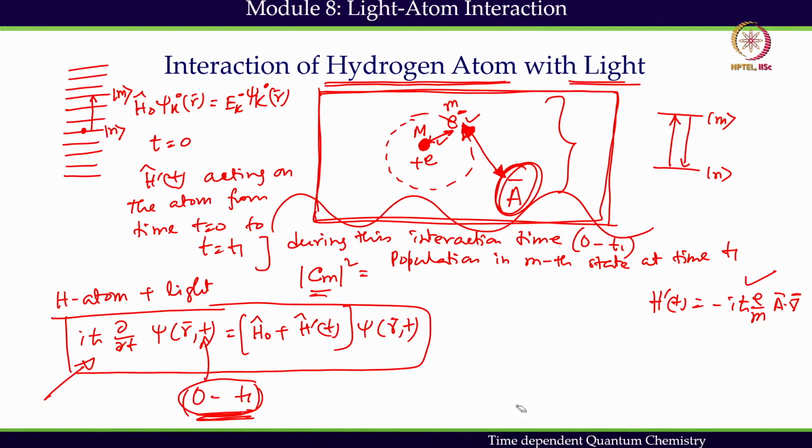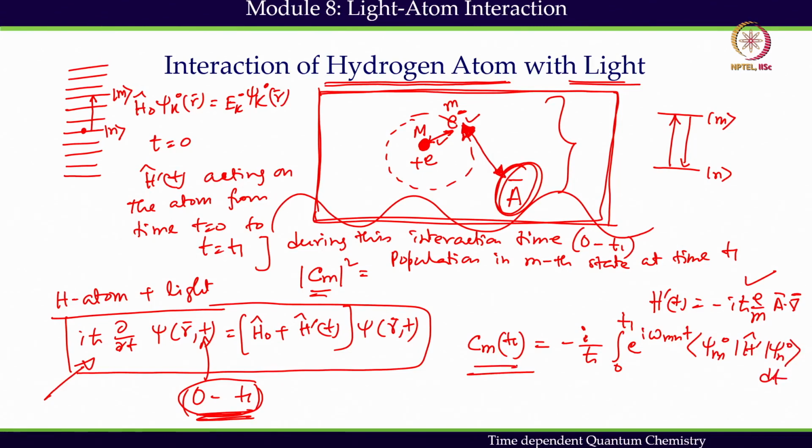the time dependent first order perturbation theory. In terms of time dependent perturbation theory, that is going to be given by minus i by h cut, integral from 0 to T1 of e to the power i omega mn t, psi m 0, dt. So Cm depends on the population in the final state m at time T1, just after the interaction is switched off. It will depend on the entire history of time, which means the integration between 0 and T1. We have to do that.